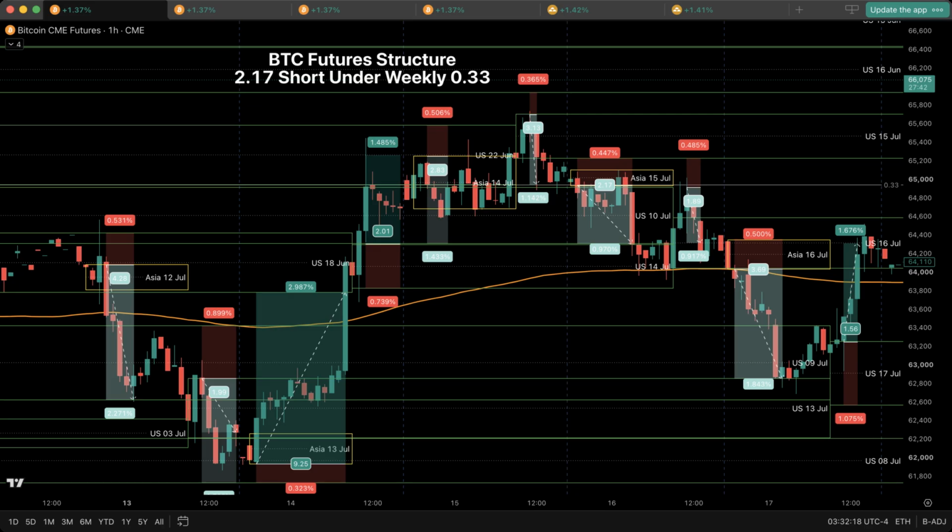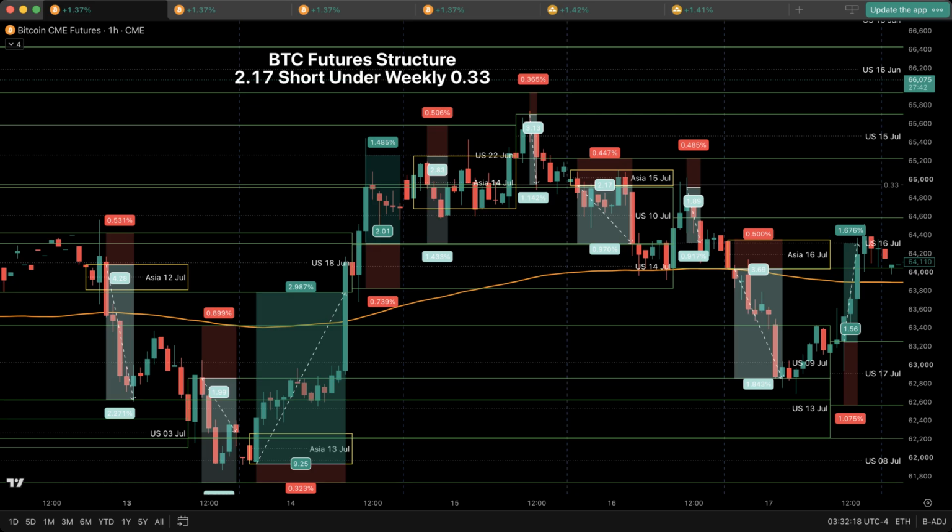Now look at July 15th Asia session. July 15th Asia session forms at June 22nd U.S. session lower boundary. It compresses there. It overlaps there. The session forms at the boundary of stacked memory. That same June 22nd U.S. lower boundary is also July 10th U.S. session upper boundary. It is also weekly 0.33.